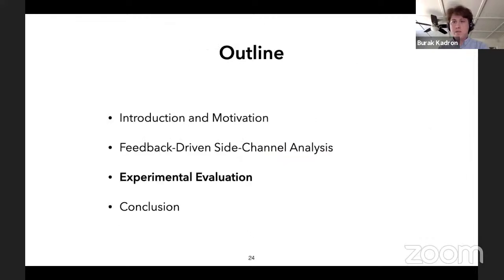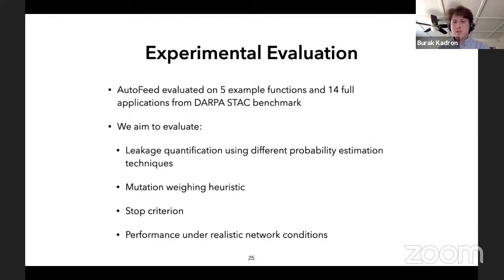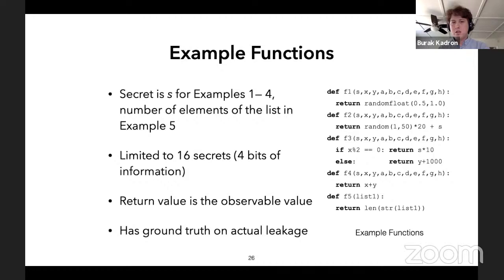We also expand to evaluate our approaches. So we evaluated on 5 example functions and 14 full applications from DARPA STAC benchmark. We aim to evaluate leakage quantification using different probability estimation, mutation weighing heuristic that we propose, stop criterion that we have to stop the iterations, and performance under realistic network conditions. So we crafted 5 example functions where you can think of them as a black box, which take an input and return an observable value.